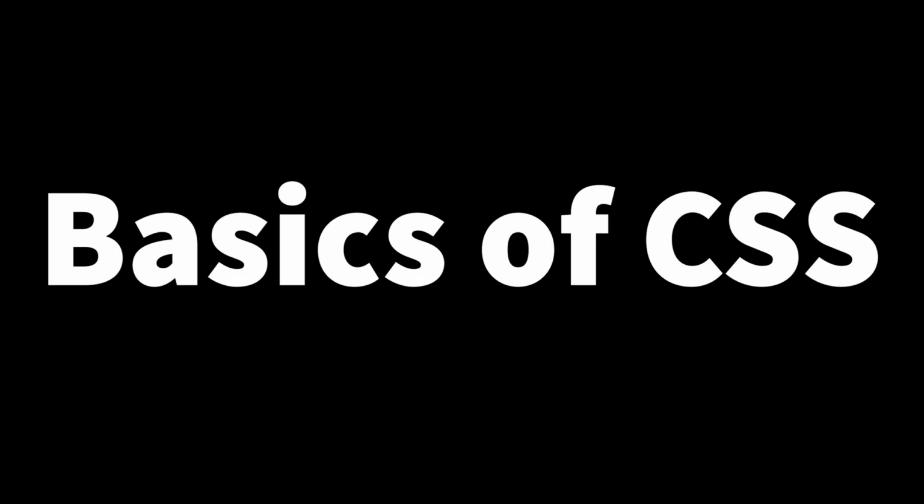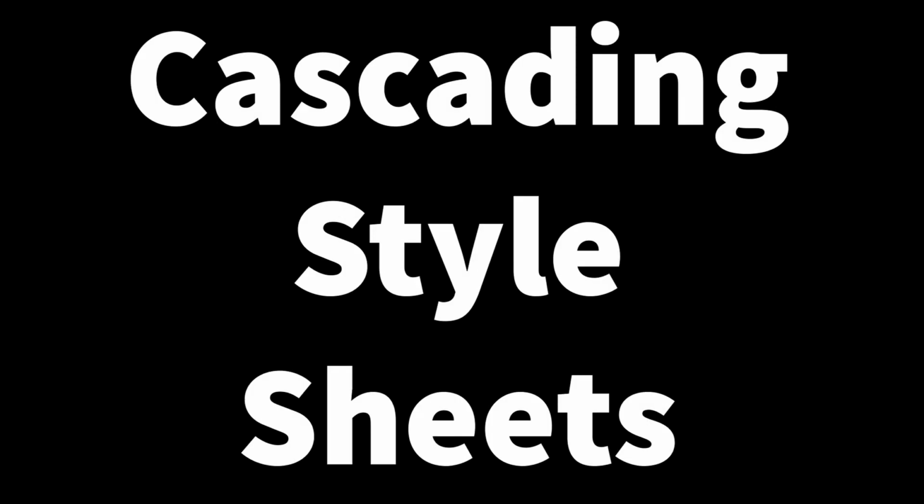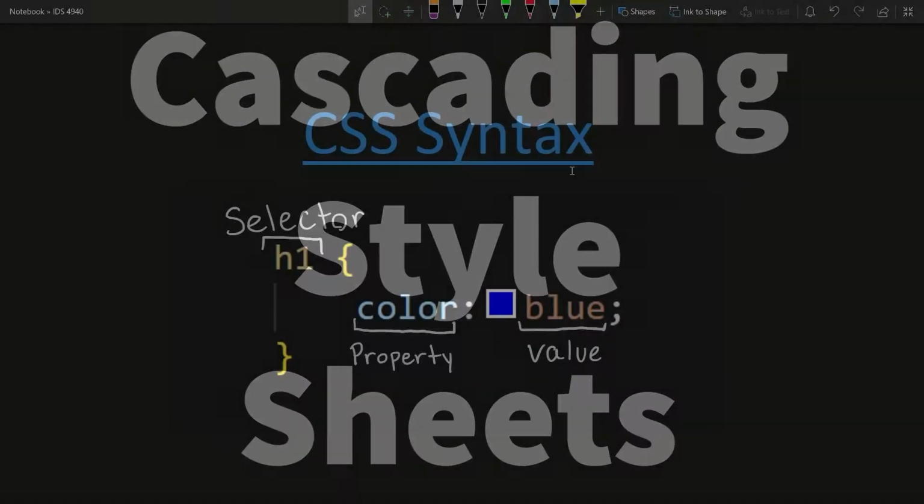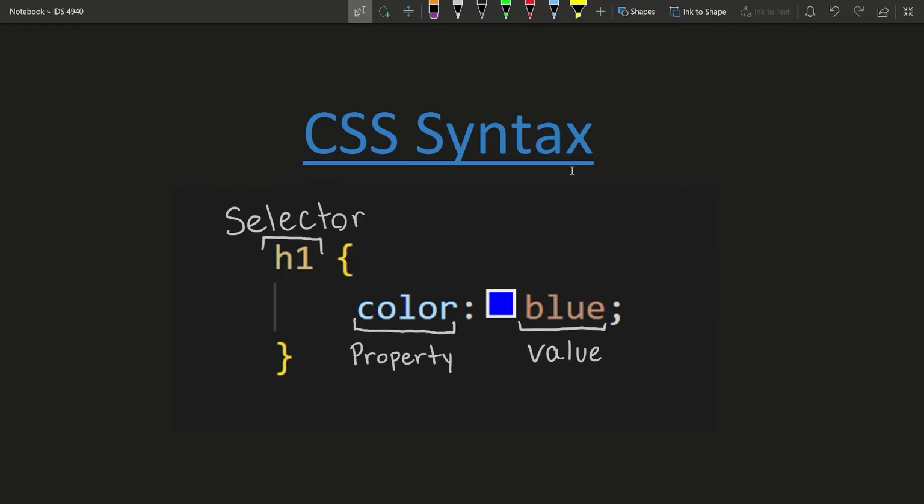Hello everyone, in this video we are going to go over some of the basics of CSS. Now there is a lot that goes into CSS, there are a lot of topics, so we are going to cover the most fundamental ones and topics that you will use the most. So CSS stands for Cascading Style Sheets, and it is to be used alongside HTML to style HTML documents.